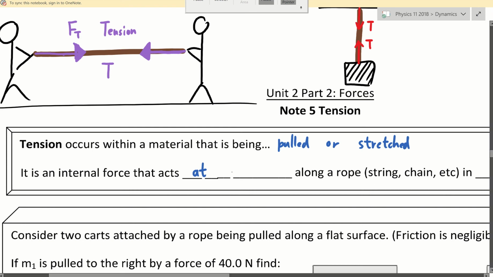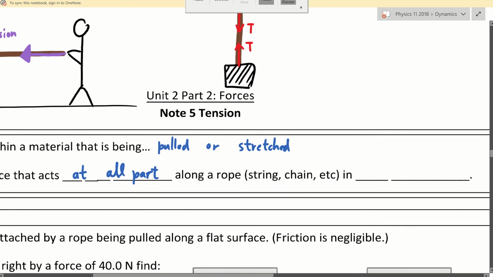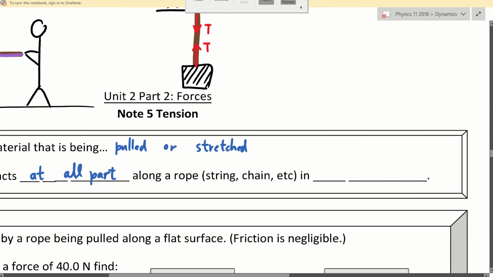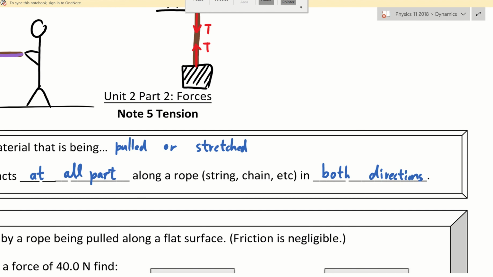So it's an internal force that acts at all parts of the material, and it's along the direction of the rope or string or wire. And they act in both directions depending on which way you're looking from. Now, usually we only look at it from one way at a time. We try to make sure that one object is not moving at a time, but of course the force acts in both directions.